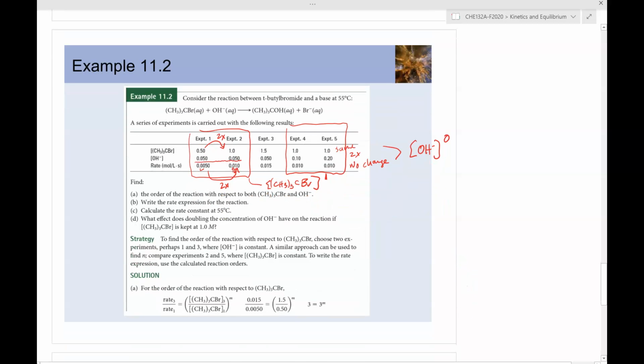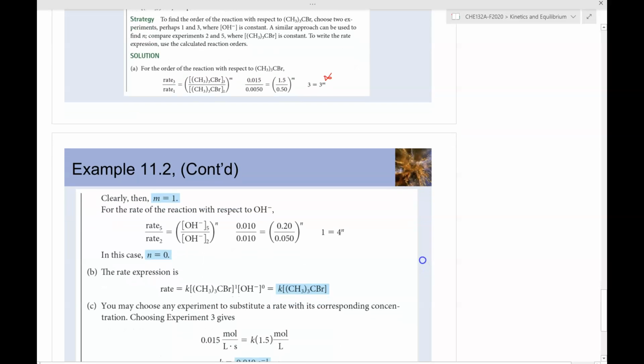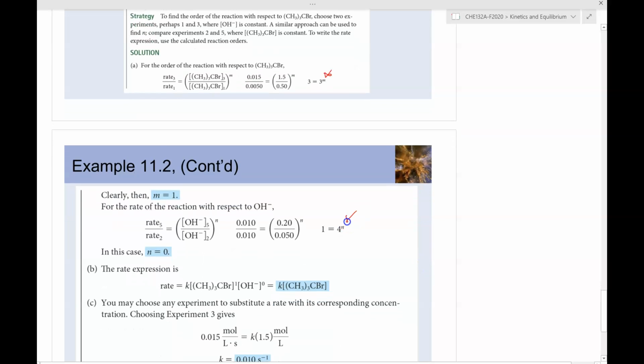So let's see if that's what they got. Here you see this is the first order for the T-butyl bromide. That's going to come out to be first order. And then if you look at the order with respect to hydroxide, these are the unchanged rates, and they looked at the compared ones where you quadruple the amount of hydroxide, and so you wind up at 1 is equal to 4 to the n. The only value that works for is 0, so 0th order. So this is indeed our rate expression.